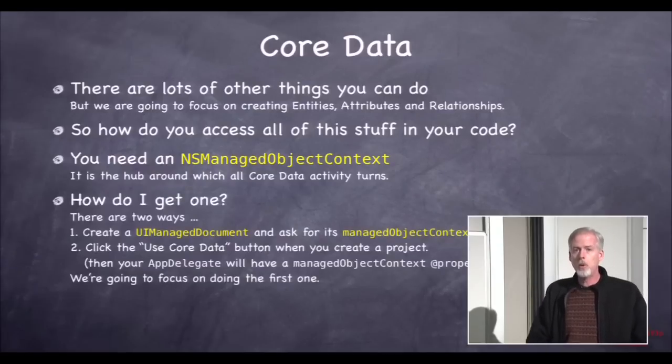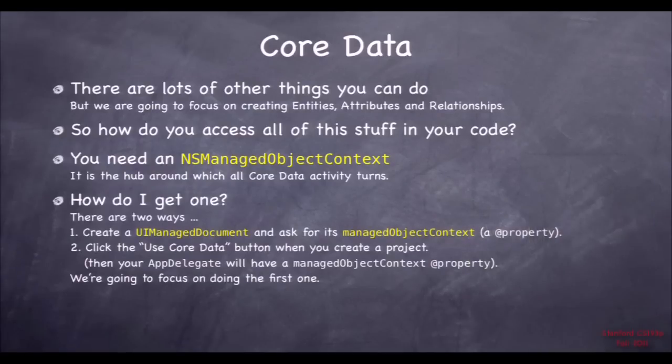All right? So how do I get an NSManagedObjectContext? I need to get one so I can go start adding and querying objects in the database. And there are really two fundamental ways to get yourself an NSManagedObjectContext. One is to create a UIManagedDocument, which is a new class in iOS 5, and it has a property called managedObjectContext, and you just get it and start using it. So that's the easy way, and that's what we're going to talk about in class today.